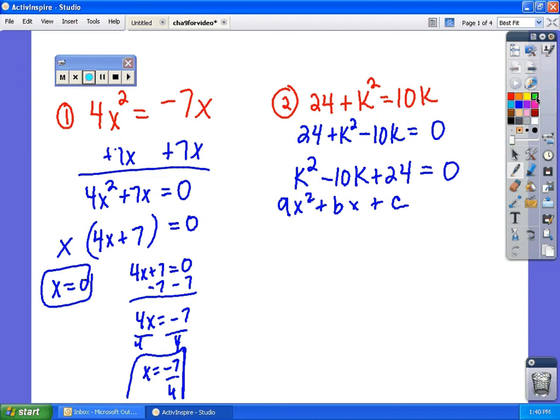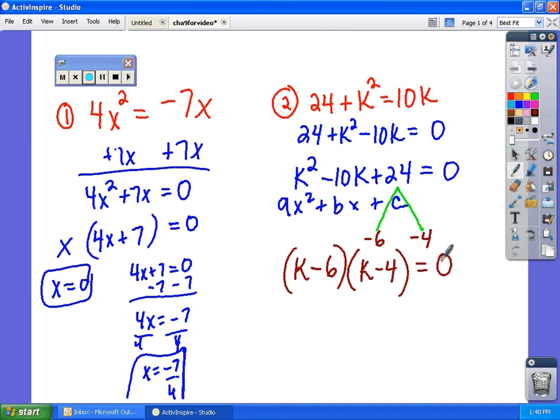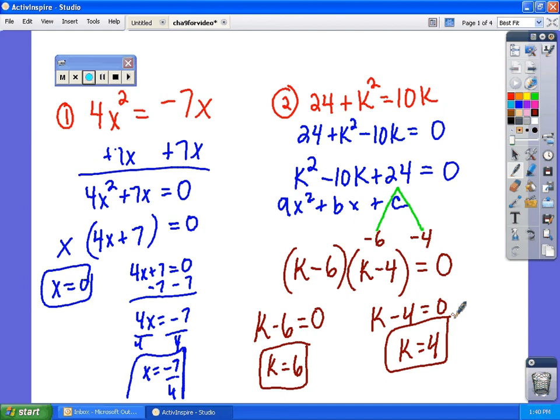So what I'm going to do is factor the c into the two terms, and you're looking for the two things that multiply to 24 but add to negative 10, and that would be negative 6 times negative 4. So my quadratic is going to factor into k minus 6 times k minus 4, which equals 0. And now that I have it factored and it equals 0, I can set each equal to 0, so I can solve for k. Add 6 to both sides, you end up with k equals 6. And the other answer, I got k minus 4 equals 0. So when I add 4 to both sides, I get my other answer of k equals 4.